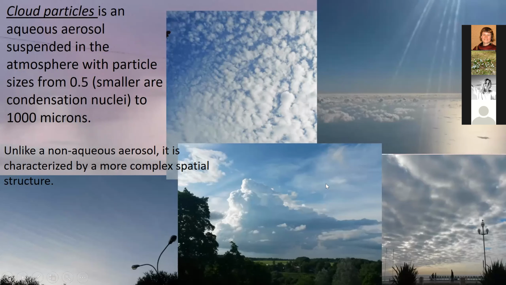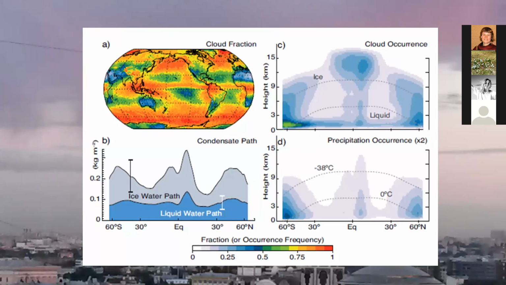So we need, in addition to the optical properties, the microphysical properties, and we need these characteristics of the distribution of these parameters. And here is some characteristic of cloudiness, cloud fraction over the whole world. The red shows the high fraction, and the blue color low cloud fraction.